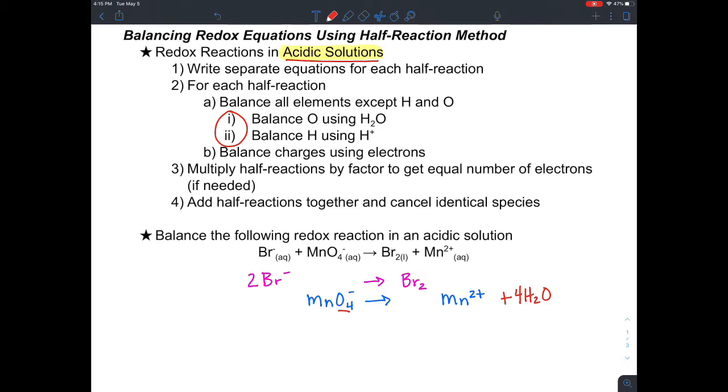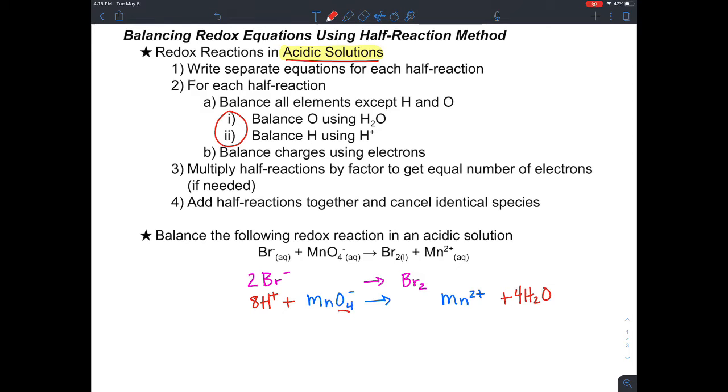And then once we do that, now we've added hydrogens to the right-hand side. So we have to add our hydrogen ions. That gives us 8 hydrogens on the right-hand side, so we're going to have 8 H plus ions to balance out the hydrogens on the left-hand side. Okay, so that part is done.